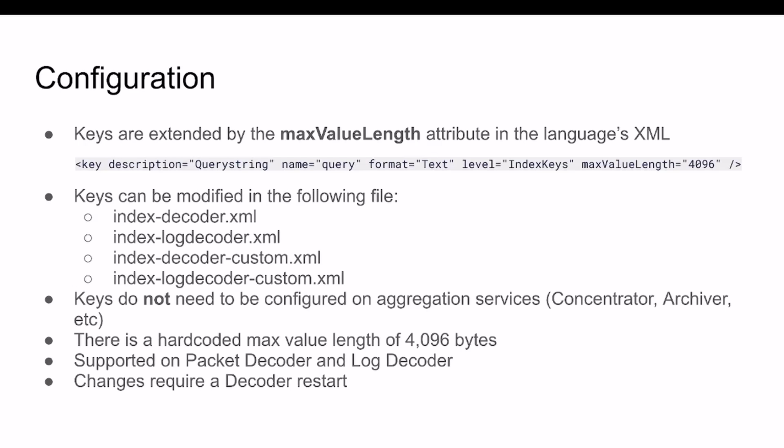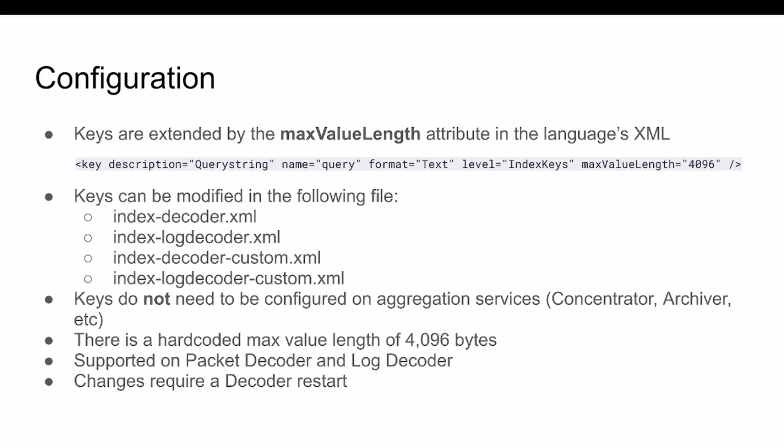This can be configured directly in the index decoder files or the index log decoder.xml files. Now, we don't recommend that. This is also supported in the custom files for each one. The extended values need only be configured on the source machine, such as the decoder or the log decoder. They do not need to be configured on the aggregation services.